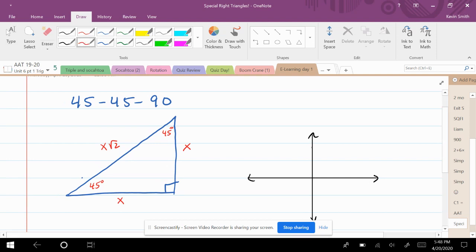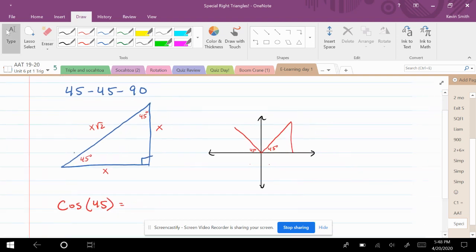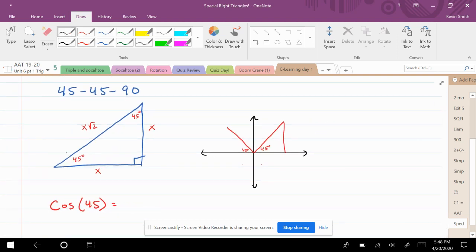And hopefully you know that if this is a 90-degree angle, the 45 degree will go right through the middle of the quadrant and right through the middle of this quadrant, right? And so on and so forth. So we'll start talking about doing trig with 45-45-90.